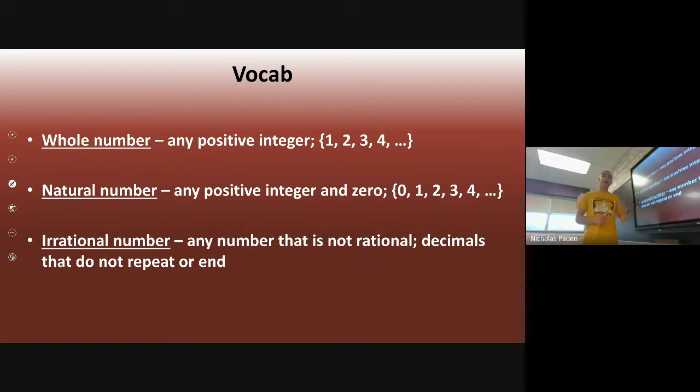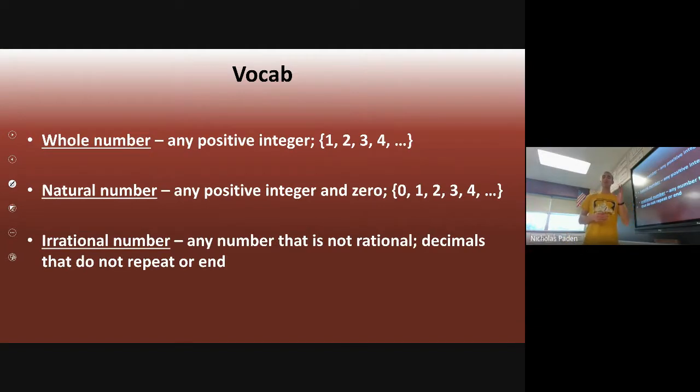Notice there's only one difference between a whole number and a natural number, and that is 0. Natural numbers include 0 and then everything after that, which is positive. Whole numbers do not include 0, because if you have 0, you have nothing. You do not have a whole of anything. Okay, so whole numbers, natural numbers, basically the same. Natural numbers include 0. And then an irrational number, any number that is not rational.